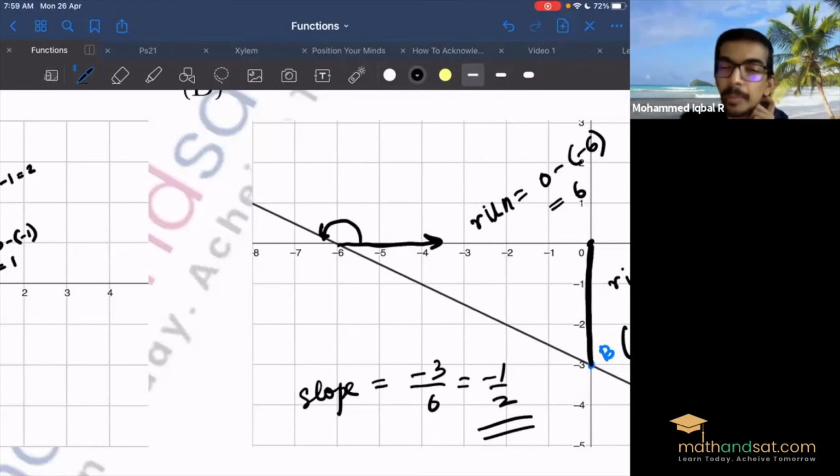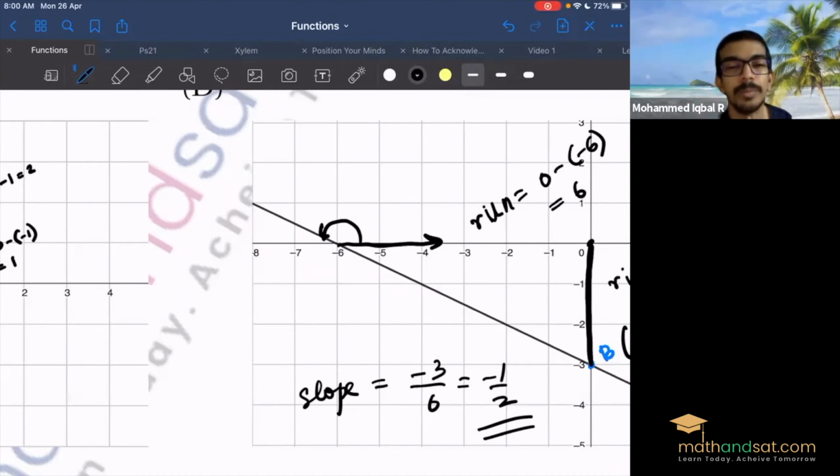Actually, slope has one more definition. It is the tangent of this angle. Have you learned about the tangent function, trigonometric functions, trigonometric ratios? Have you heard of tan theta? Yeah. What about others, 10th graders? Tan theta?